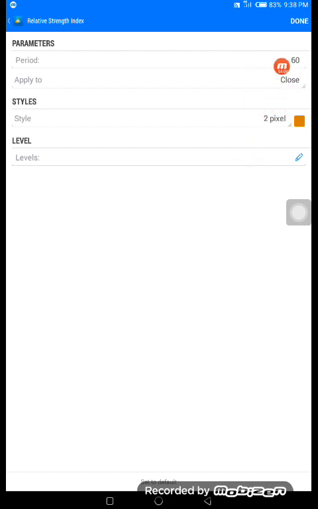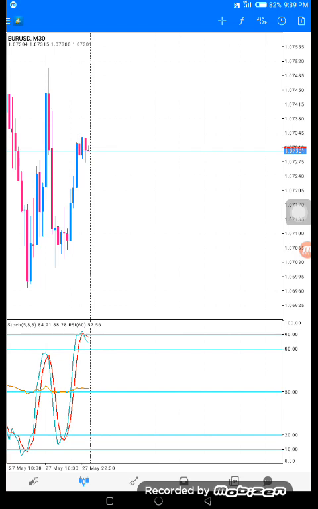Normally here it should be 14. You have to change it to 60. Here it is always 14. Change it to 60. Alright, put your pixels and your color, the color of your choice. When you're through, you click done. And so we added our RSI. RSI is the line in between.